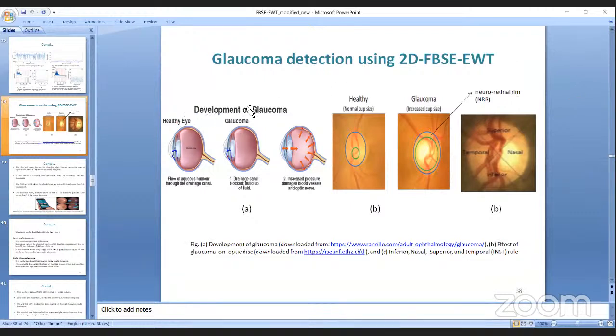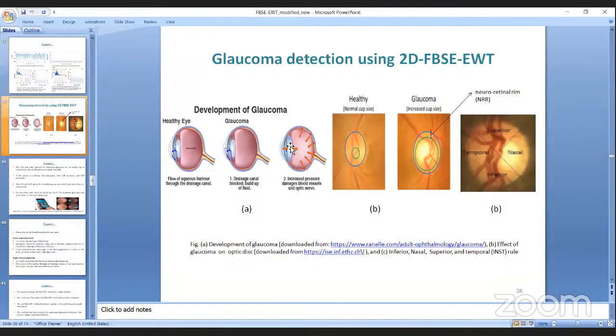This is the development of glaucoma. Here you can see a healthy eye, where there is a flow of aqueous humor through the drainage canal. In the development of glaucoma, this drainage canal is blocked and there is a buildup of fluid. Due to that, there is increased pressure and it damages blood vessels and the optic nerve. Due to this, the communication breaks between the central nervous system and the blood vessels up to the optic nerve. You can see this disease is one of the major reasons for blindness.